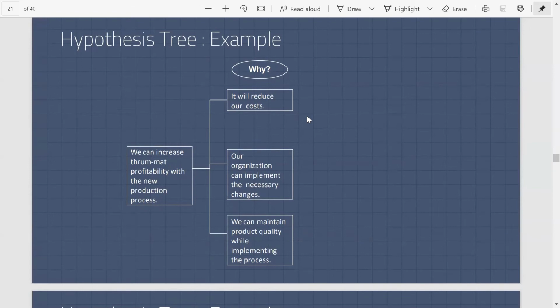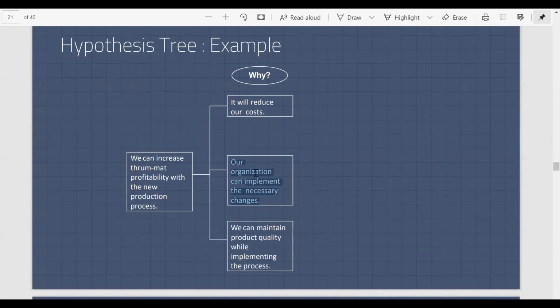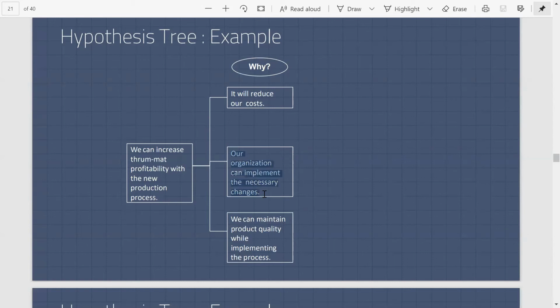Now, here, it's not about MECE in general, right? Because it can be very subjective. But still, you have to make sure that everything that you have to build up your argument on that why question, you put it out. So why are you going to do this? First is it will reduce the cost. Of course, right? That will lead to increased profitability. Second is organization can implement the necessary changes, right? So what is the point of you giving a solution if the company can't implement it, right? So that becomes an important part in your why argument for that particular option, that, hey, we can implement those changes. Otherwise, you know that there were other options available for saving the cost, right?